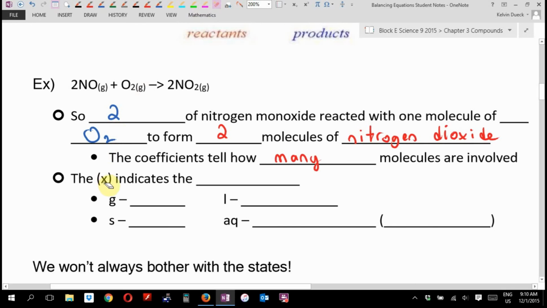The letter in the brackets indicates the state. So we can fill out 3 of these. What does G stand for? Gas. What does S stand for? What does L stand for?